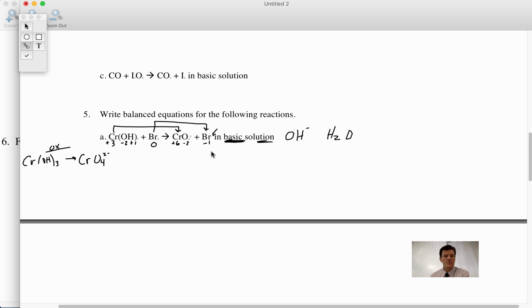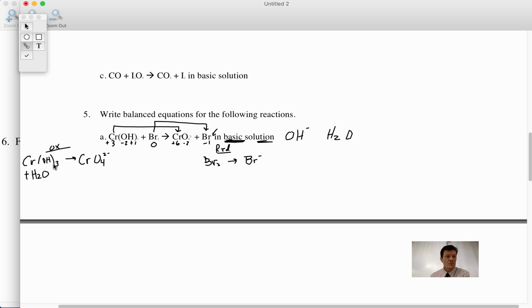And then my reduction is going to be with the Br. Okay, now I'm going to balance all the elements, leave oxygen and then hydrogen till last, and then balance charge. So we have Cr on both sides, that's already balanced. We have 3 oxygens on the left, and 4 oxygens on the right, so I'm going to add a water.